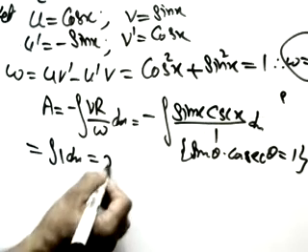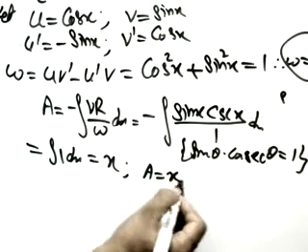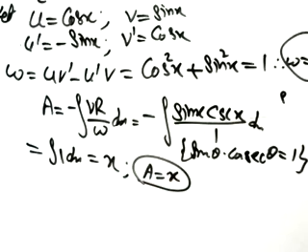So this is integration of 1. Integration of 1 is nothing but x. Therefore, we get the value of a as x.